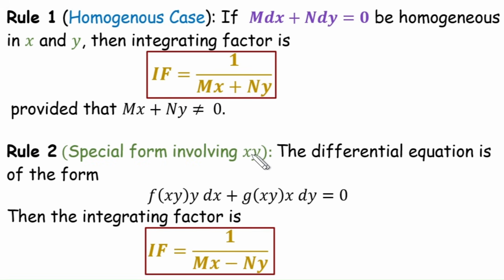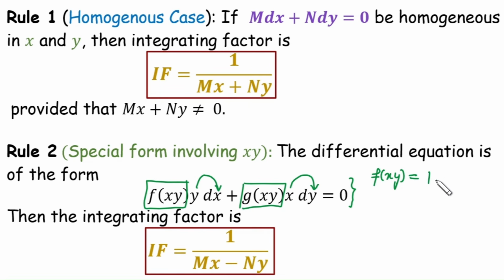Another special case involves x and y. Suppose we have a differential equation of this form, then the integrating factor is calculated by 1 upon Mx minus Ny. Now the point is how to remember this form. Here you can observe we have a function of xy, where y is multiplied with dx and x is multiplied with dy. Now what do we mean by a function of xy?